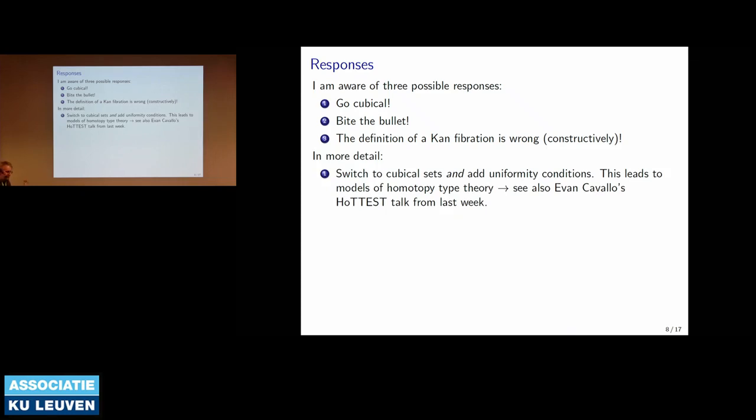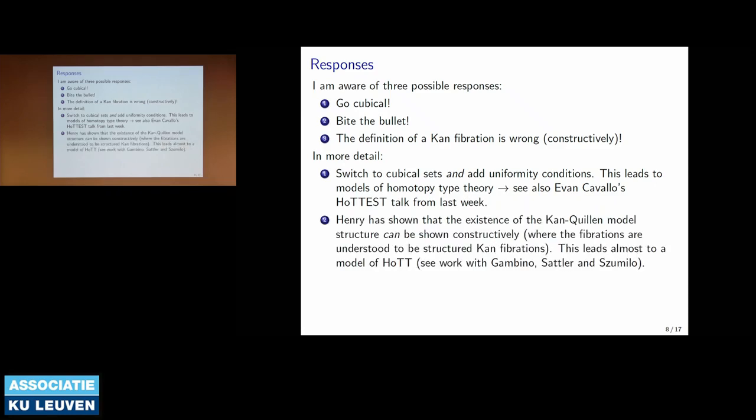About cubical sets, it's good to notice that the people who do cubical sets make two changes. First of all, they switch to another presheaf category. And the other thing is that they add uniformity conditions. Then of course the other question is which form of cubical sets do we take? Is the model of type theory, or the model structure that we get, actually equivalent to spaces? Well, you should look at Evan Cavallo's talk from HoTT last week for a discussion of all of these questions. Okay.